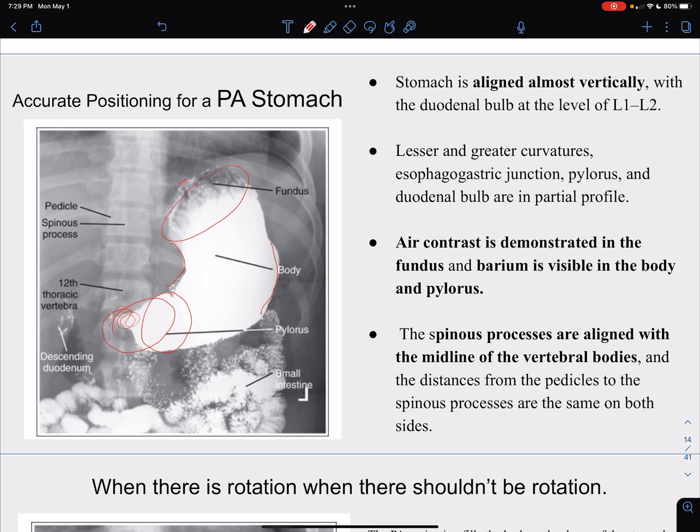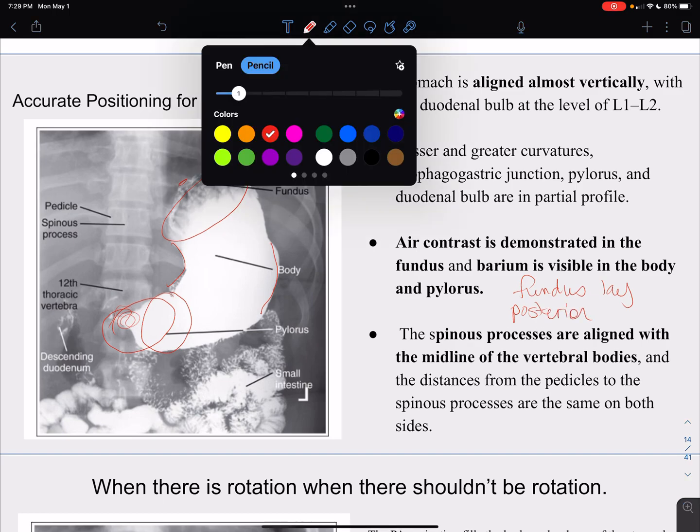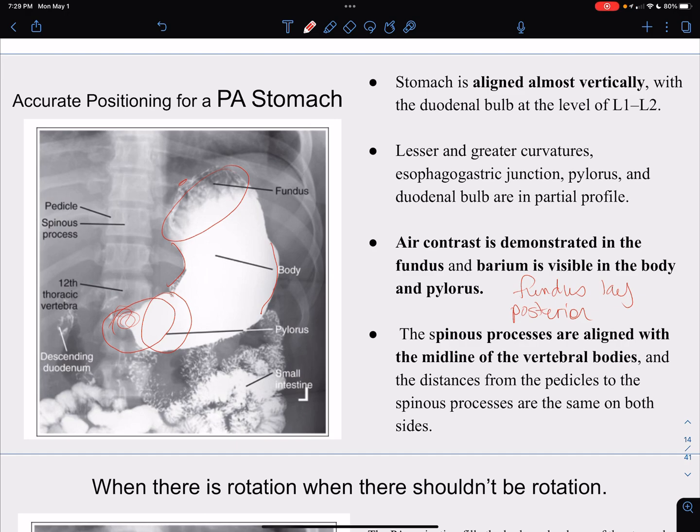Again, keep in mind that the fundus lays posterior, okay? So when we roll a patient over into a PA, then the fundus of the stomach is now higher up than the pylorus in the body. So all the barium sinks down to the bottom. The spinous processes should be aligned in the middle of the vertebral bodies. That's how we're going to tell if we are in a good position.